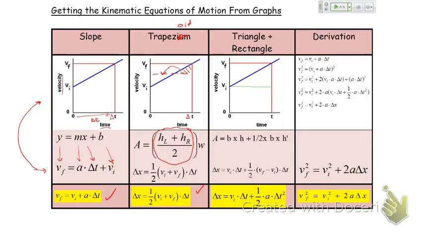My area under the curve, of course, is my displacement. So my displacement is equal to a half (VI plus VF) times the time interval, the duration, if you like.